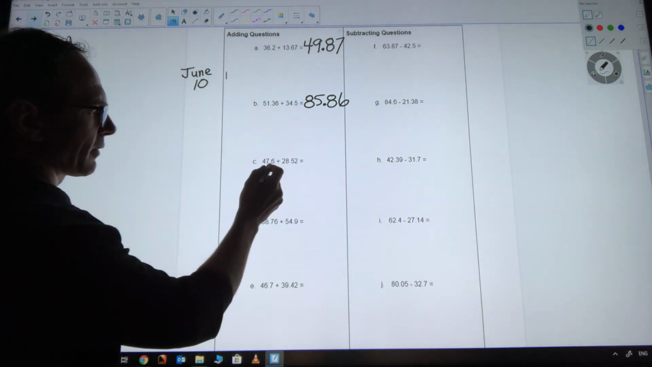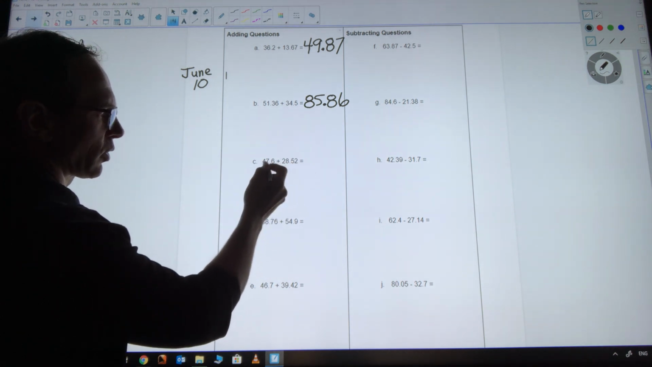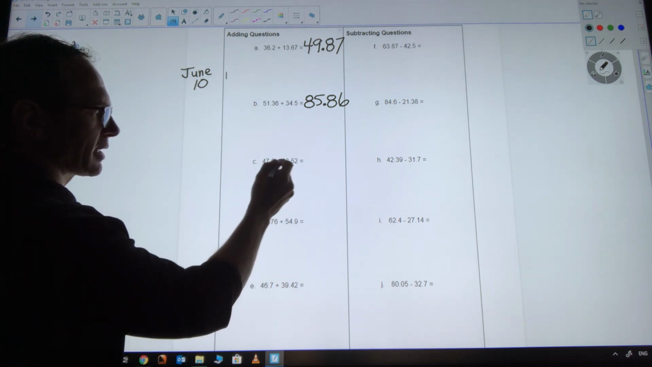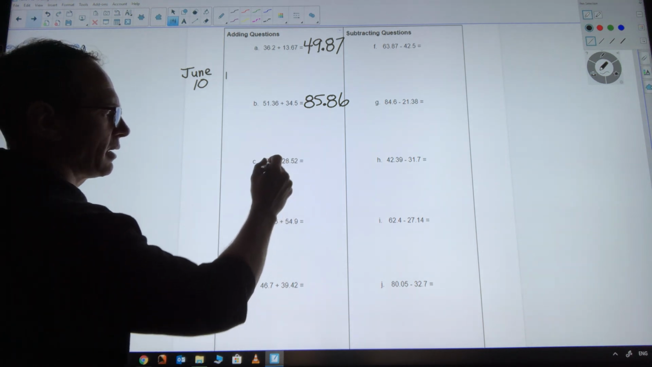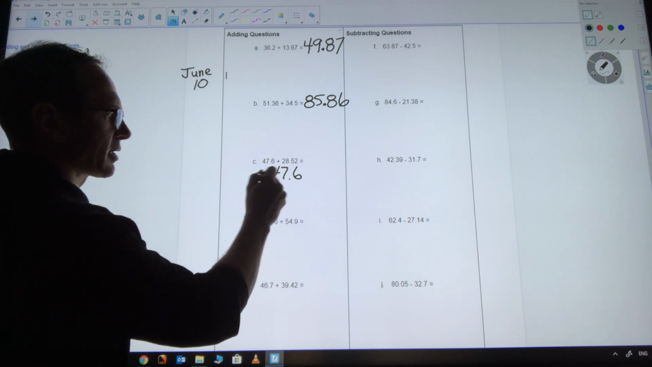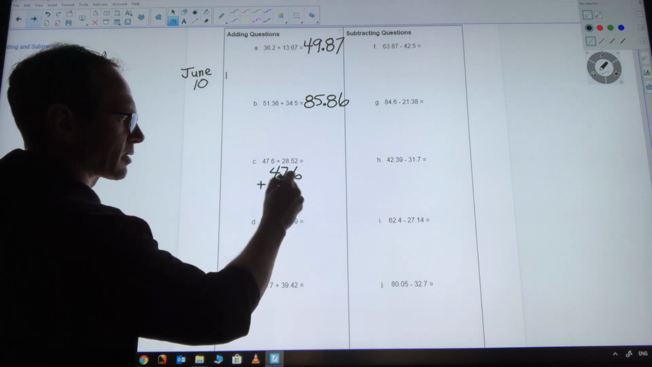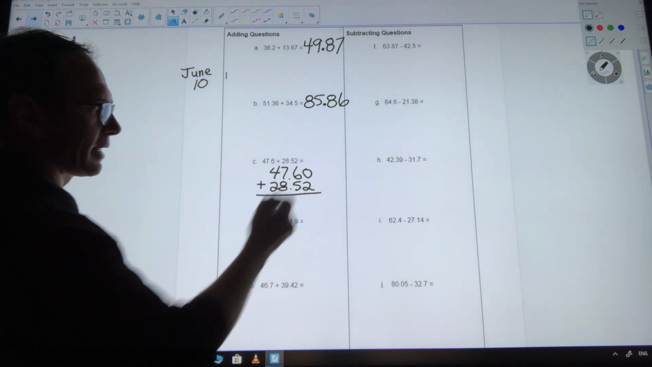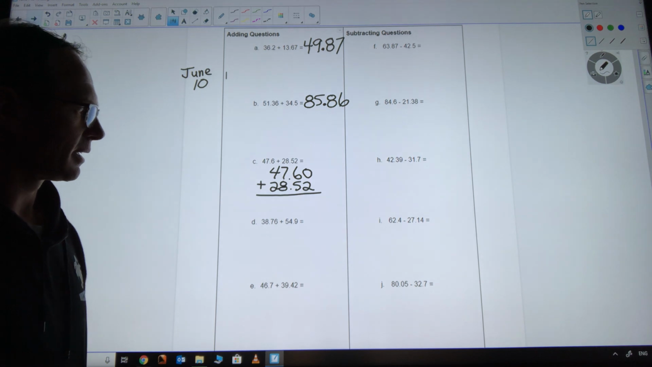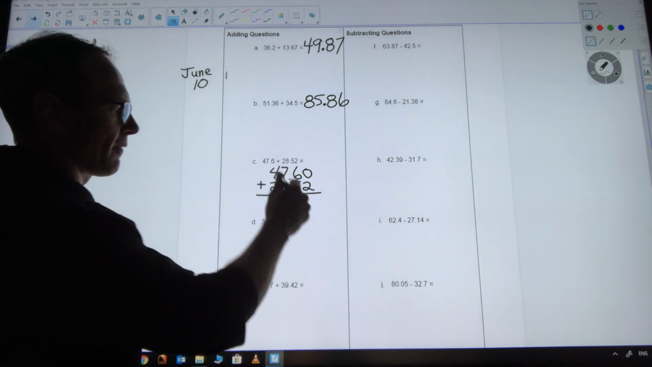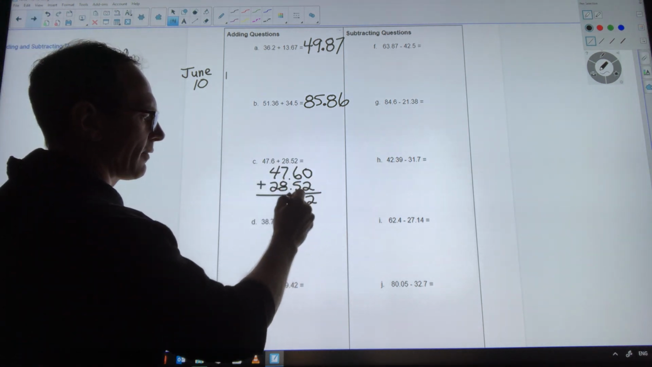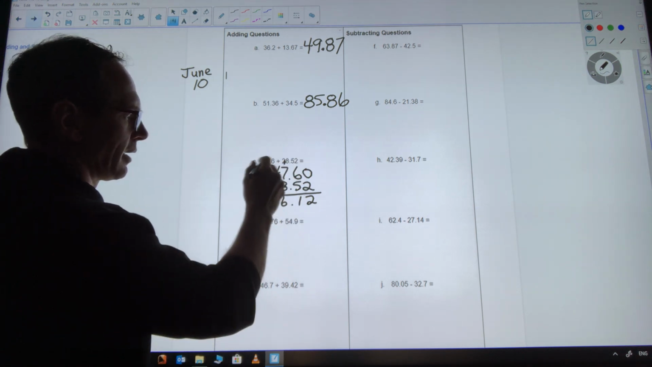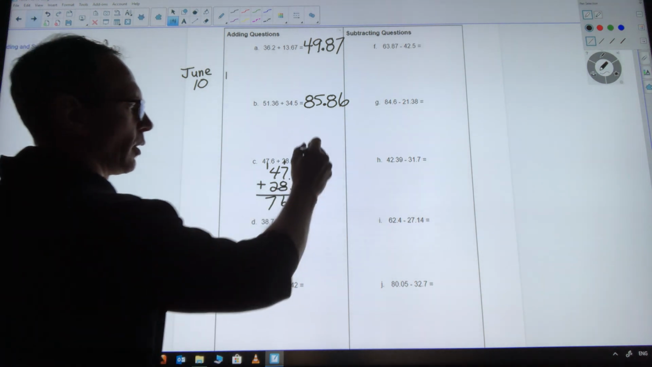I'm going to have a little bit of carrying to do with this question C, because I can see 6 tenths and 5 tenths here, and I also see 7 and 8. So I'm going to stack that one and say 47.6 plus 28.52. I'm going to put a 0 here in the hundredths since it doesn't have anything in it. Now if I add, I have 2, 11, carrying the 1, 8 and 8 is 16, carry the 1, 5 and 2 is 7, 76.12.